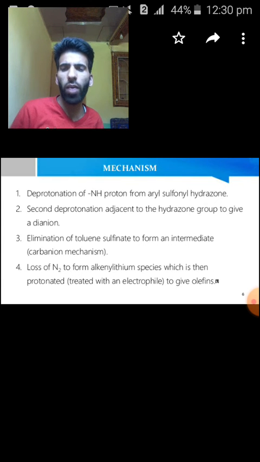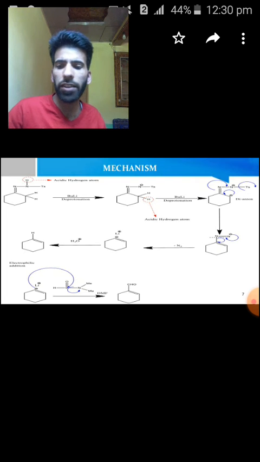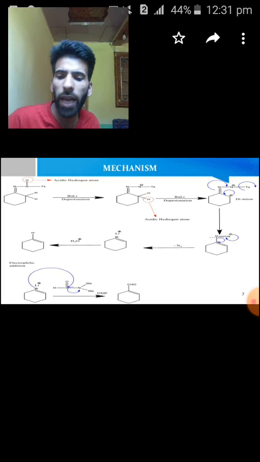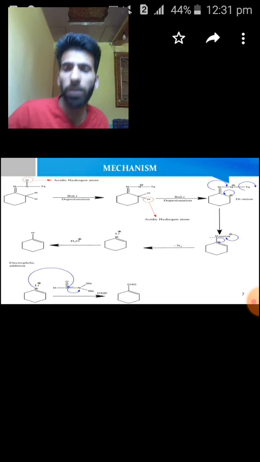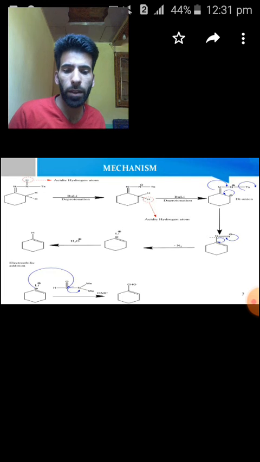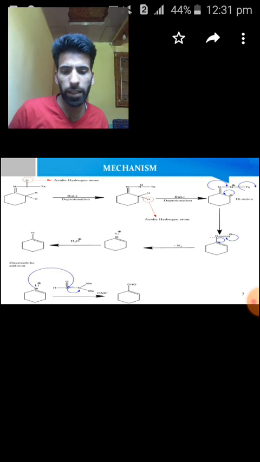Mechanism. When we talk about the mechanism of this reaction, here we see that in the first step, the aryl sulfonyl hydrazone, the first equivalent of butyl lithium abstracts the NH proton to produce a lithiated species. After that, the second equivalent of butyl lithium abstracts the CH proton to produce a dianion. Here, the elimination of toluene sulfinate occurs to form an intermediate.